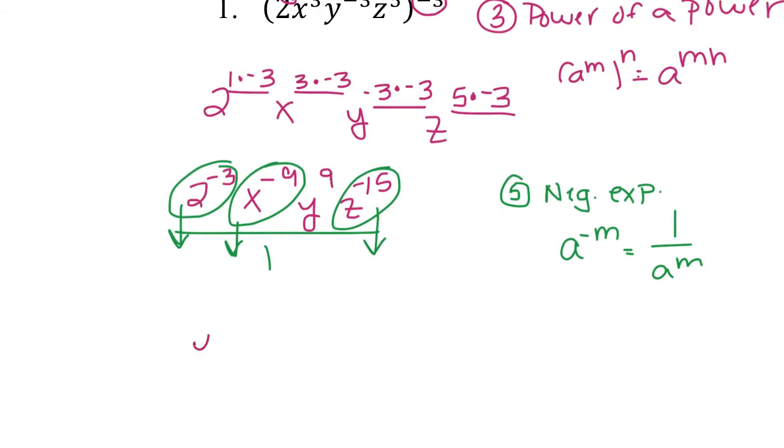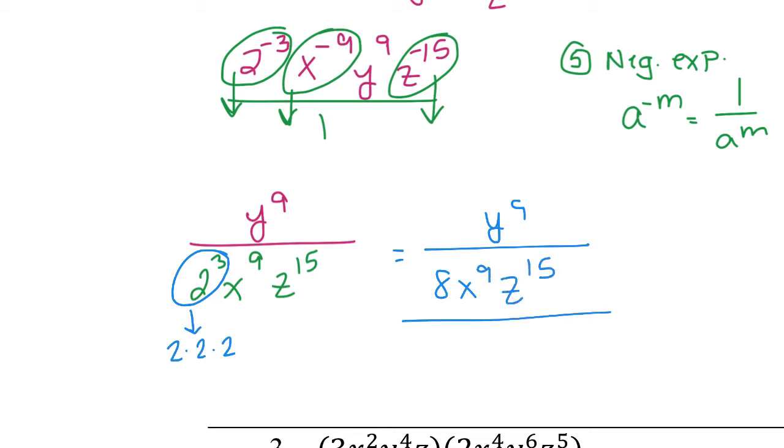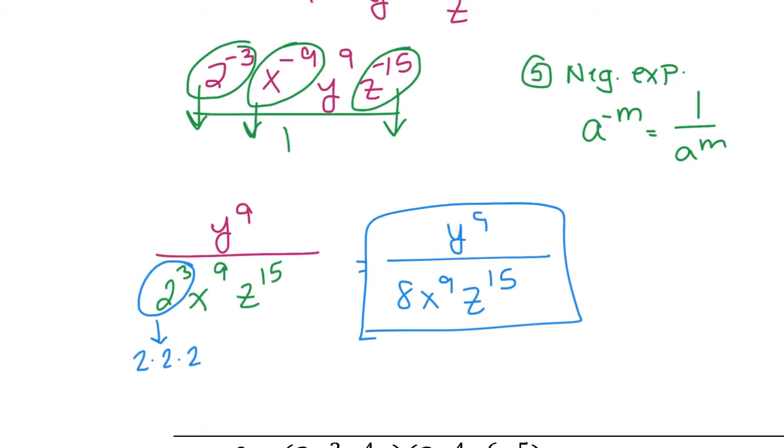So on the top, we have y to the 9th because he was okay where he was. Now we're going to move 2 to the positive 3 on the bottom, x to the positive 9 on the bottom, and z to the positive 15 on the bottom. Last but not least, it said we had to evaluate all numerical bases. Well, that's talking about this right here. So 2 to the 3rd, well, that's 2 times 2 times 2, which makes 8. So your final answer is y to the 9th over 8, x to the 9th, z to the 15th. You know you're finished when you have one base of each kind, so 1x, 1y, 1z, and all your numerical bases have been evaluated. Let's look at example 2.